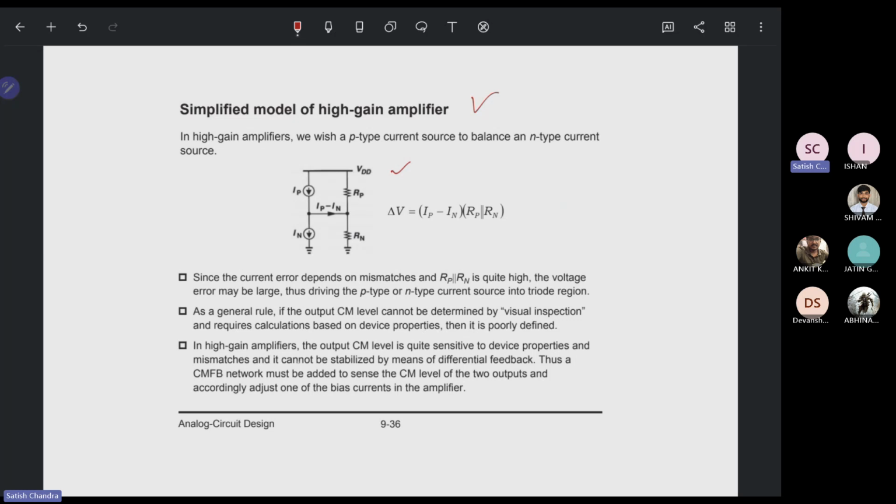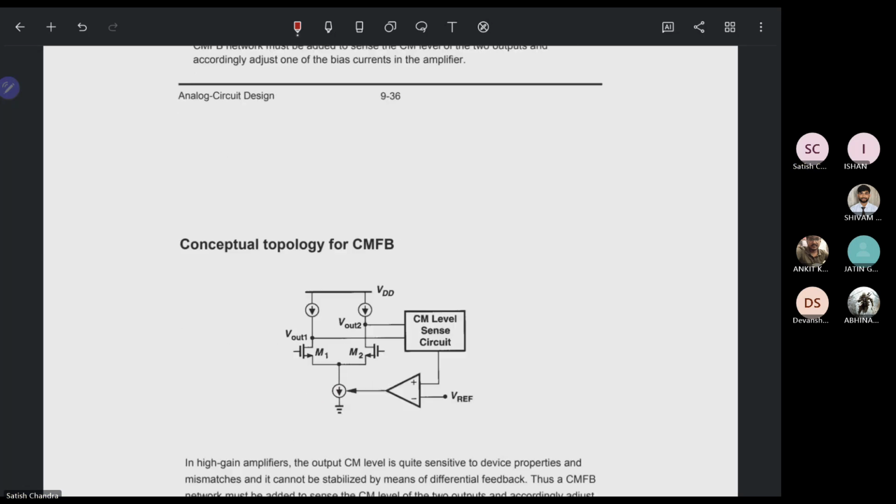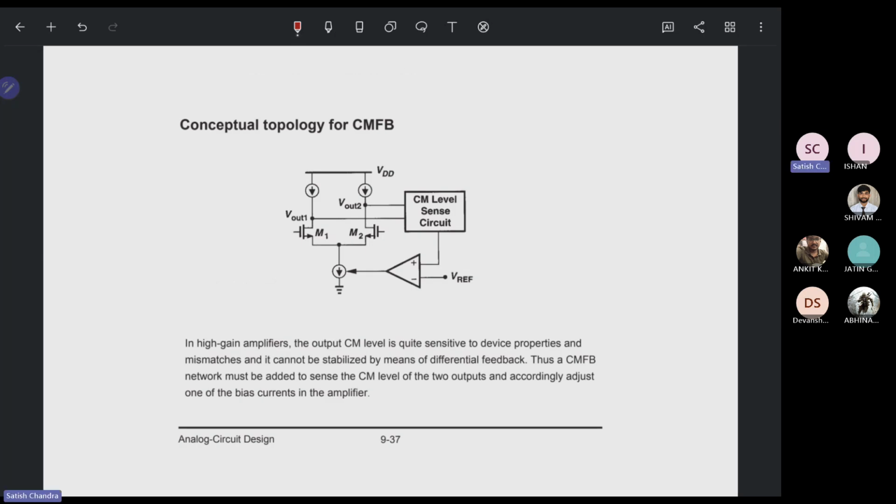In the case of a high gain amplifier, the output common mode level is quite sensitive to device properties and mismatch, and it can be stabilized by means of differential feedback. Thus, a common mode feedback network must be added to sense the common mode level of the two outputs and accordingly adjust one of the bias currents of the amplifier. This is the concept behind the topology of common mode feedback. This is what you basically need to understand.